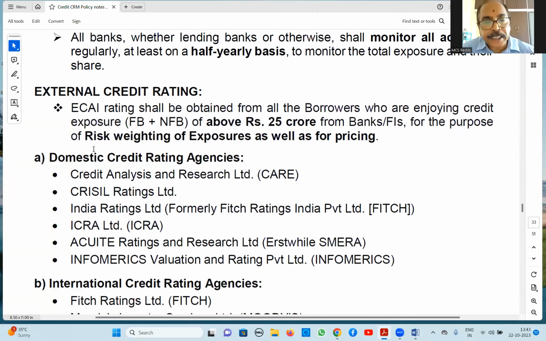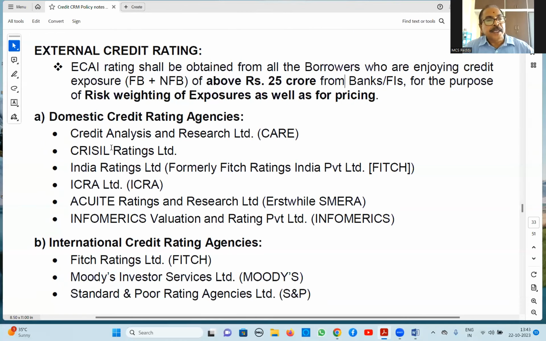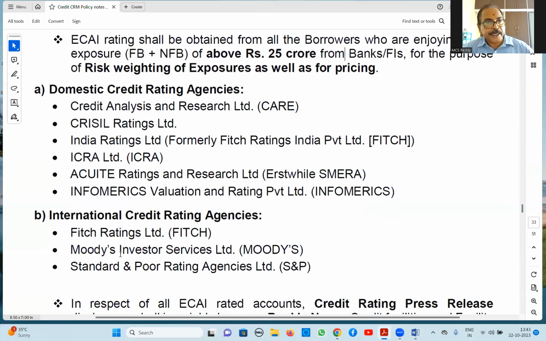Next, ECAI ratings, external credit ratings, are compulsory for exposures above 25 crores from the banking system. So anybody enjoying more than 25 crores has to submit these ECAI ratings. External credit assessment institutions and domestic credit rating agencies are there: CARE, CRISIL, Fitch, ICRA, Acuite, Infomerics. With anyone, they have to take reports. International agencies are Fitch, Moody's, Standard and Poor's.